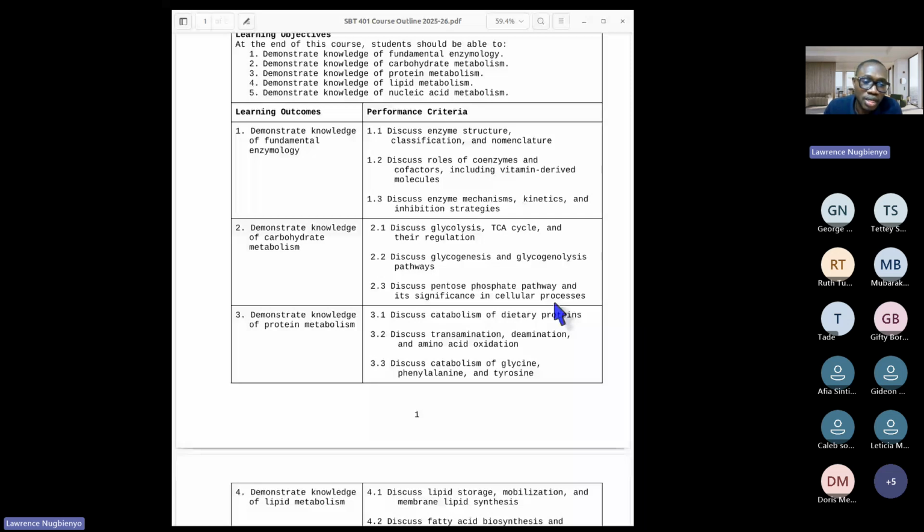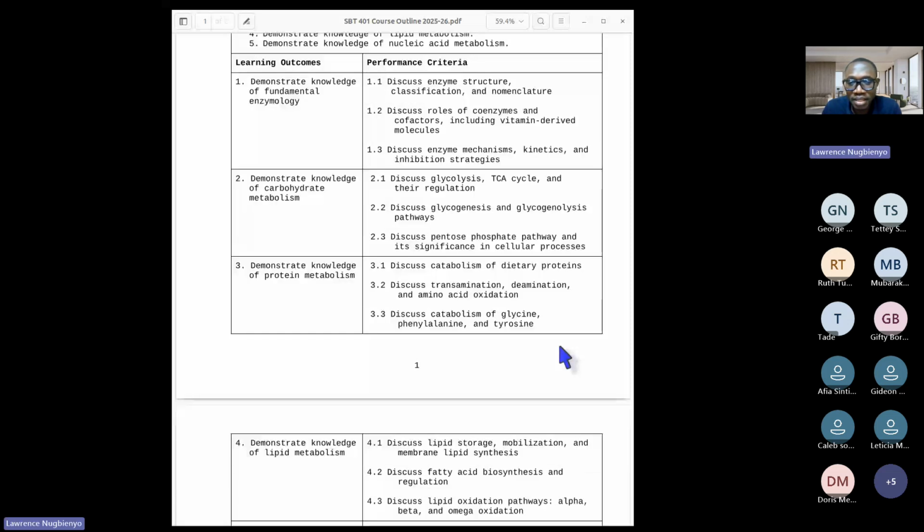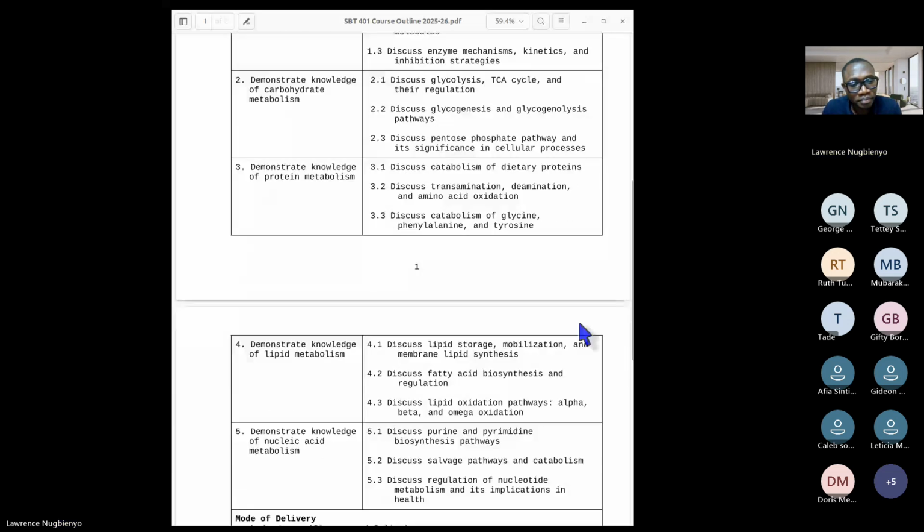We'll continue to look at metabolism of proteins. So the breakdown of proteins. And then we look at processes of transamination, deamination, amino acid oxidation. We'll take some specific metabolism of amino acids such as glycine, phenylalanine, and tyrosine. We'll talk about them briefly.